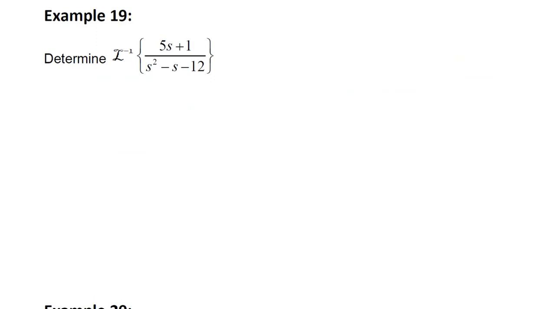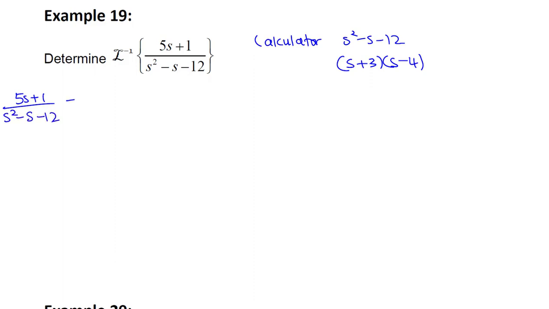Now we solve example 19. Determine L inverse of (5s plus 1) over (s squared minus s minus 12). You use a calculator, you will get (s plus 3)(s minus 4). So you can write (5s plus 1) divided by (s squared minus s minus 12) equal to (5s plus 1) divided by (s plus 3)(s minus 4).